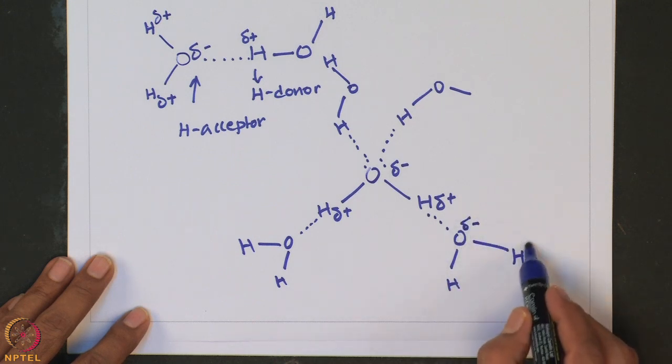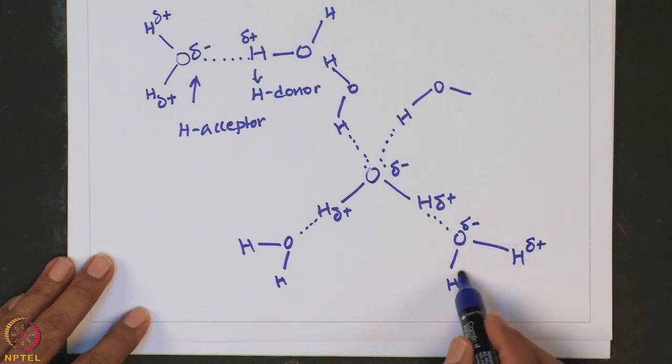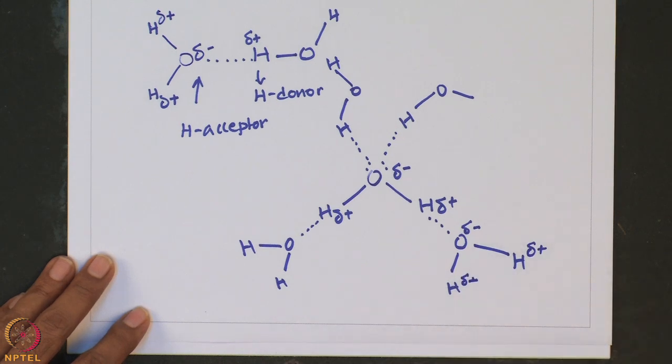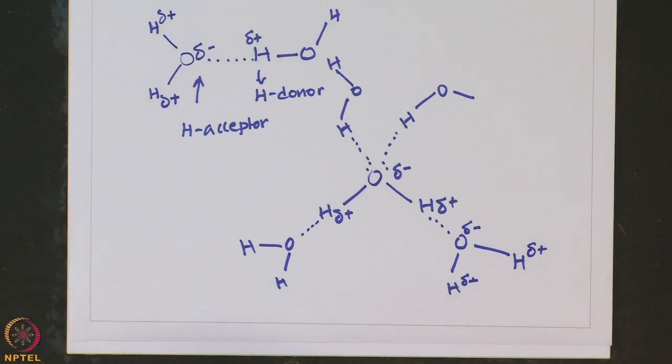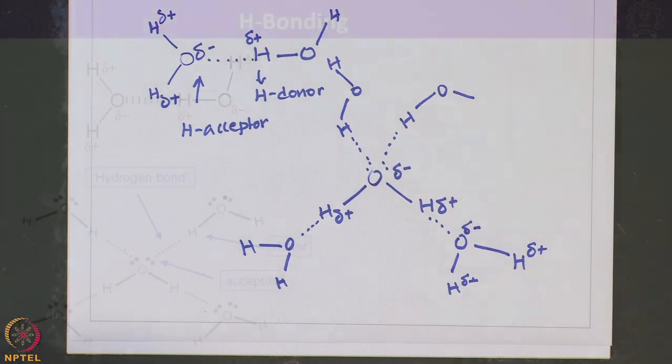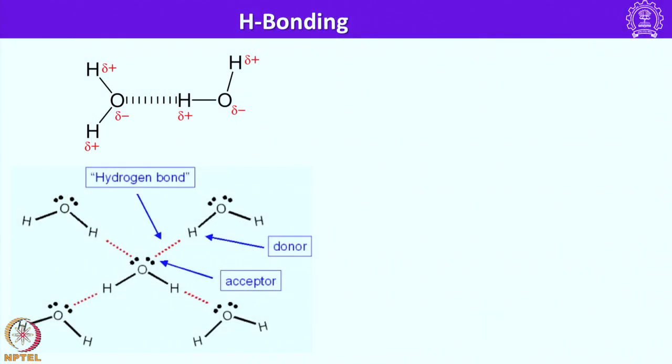One can keep writing like this. So, that means each H2O molecule participates in 4 hydrogen bonding interactions, and this is spread across the entire molecule or association, something like this.